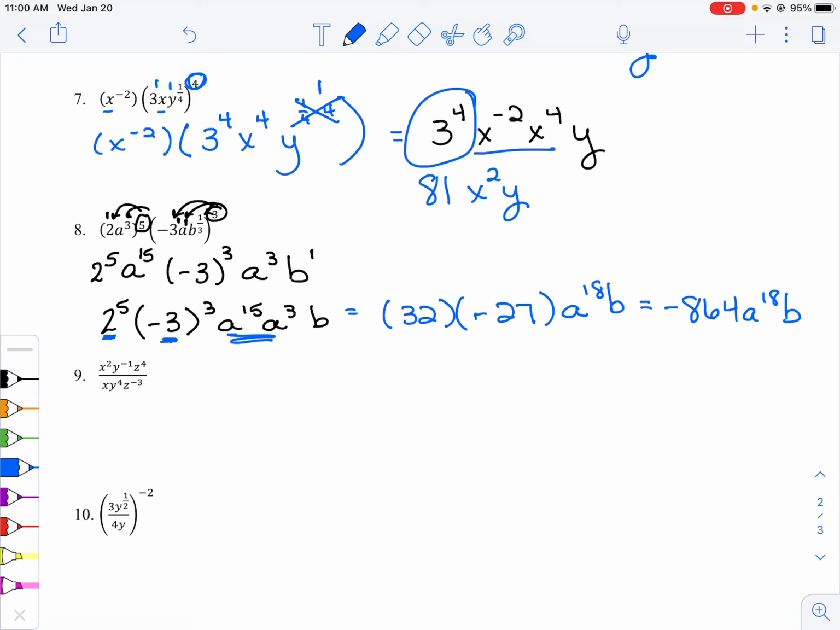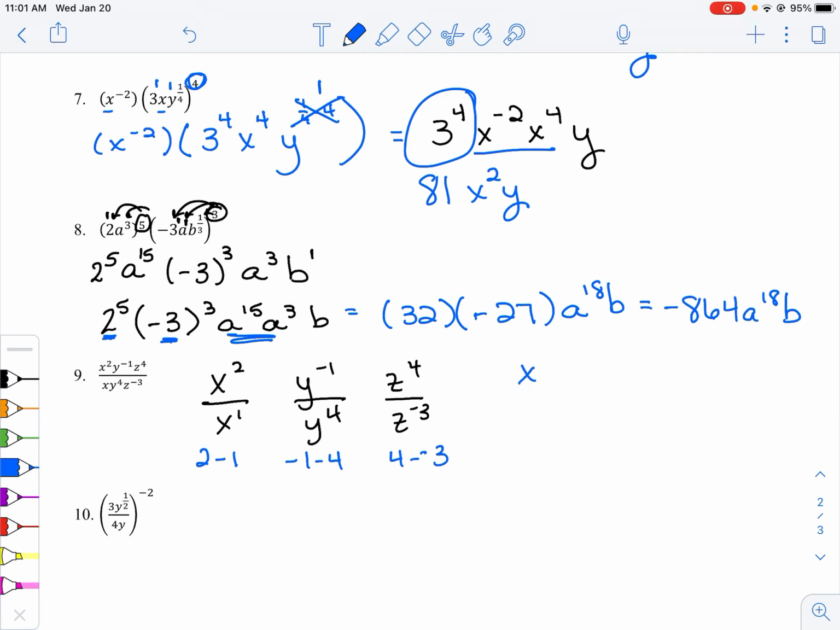Okay, see those like variables? There's an x on top and on the bottom, y on top and bottom, z on top and bottom. So this is a quotient. Quotient is subtraction. If it helps you to break it up, x to the 2 over x to the 1, y to the negative 1 over y to the 4, z to the 4 over z to the negative 3. I don't know if it helps or not. You could also maybe write to the side what you're subtracting. So here I'm doing 2 minus 1. Here I'm doing negative 1 minus 4. Here I'm doing 4 minus negative 3. Sometimes it helps me to see that double negative there.